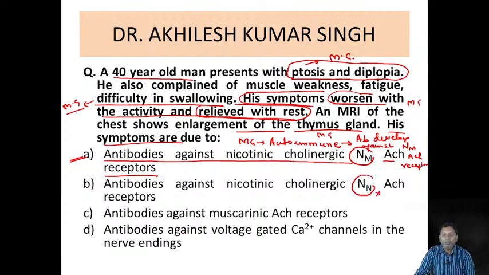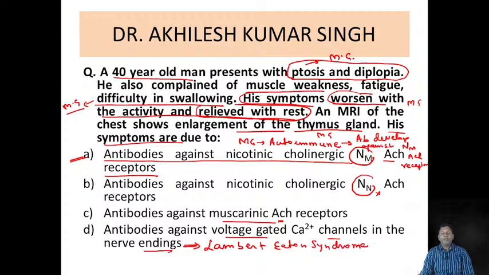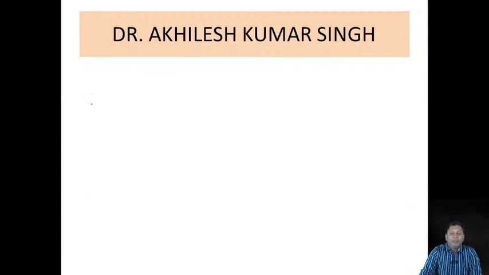Option B, NN, no. Against muscarinic, no. Against voltage gated calcium channels in the nerve ending, this happens in Lambert-Eaton syndrome. And in this question, the features of myasthenia gravis are given. So what is the answer here? The answer here is antibodies against nicotinic cholinergic NM receptors. So remember about this, myasthenia gravis.